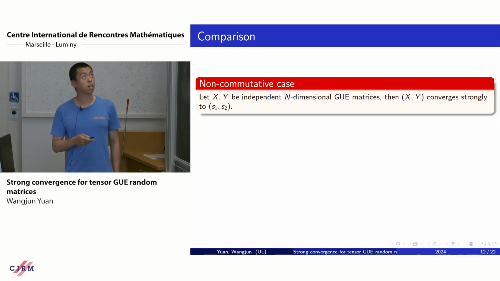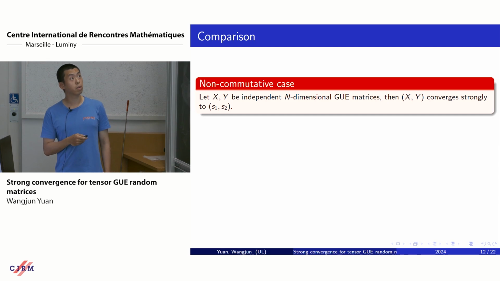Okay, next. Let me rephrase the example from the last slide. Let's consider a simpler case. Suppose X and Y are independent n-dimensional GUE matrices. Then we have the strong convergence of the family X and Y to a family of two semicircular elements, S1 and S2. Here, X and Y are matrices, so they do not commute. That is, X times Y is different from Y times X.